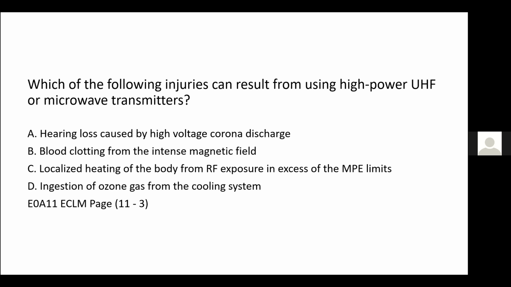Question. Charlie. Question? Yes. So localized heating of the body. Is this just external on the skin, like a small area, or would it be a large area of the body, like a sunburn?